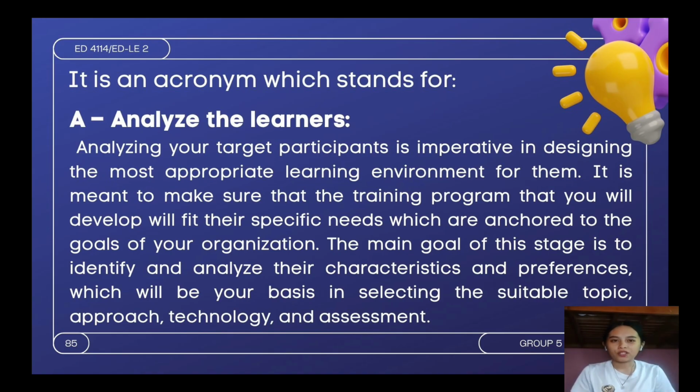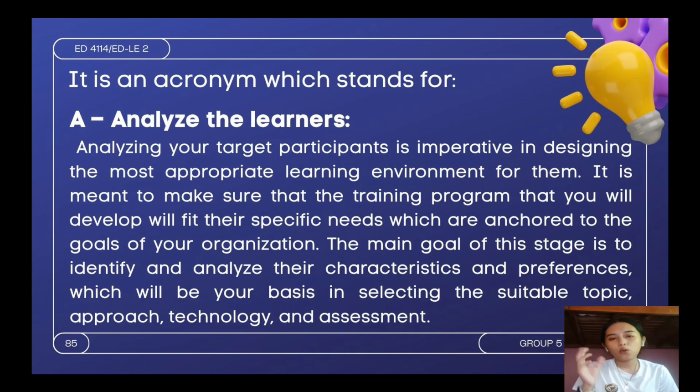In this juncture, let us now tackle what the term ASSURE stands for. A is for Analyze the Learners. Analyzing your target participants is imperative or necessary in designing the most appropriate learning environment for them. It is meant to make sure that the training program that you will develop will fit their specific needs, which are anchored to the goals of your organization.